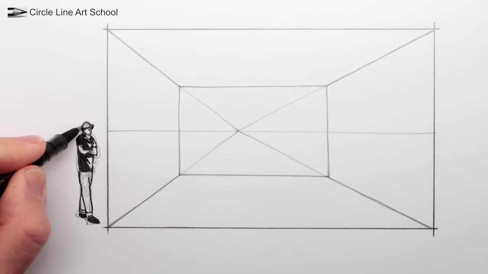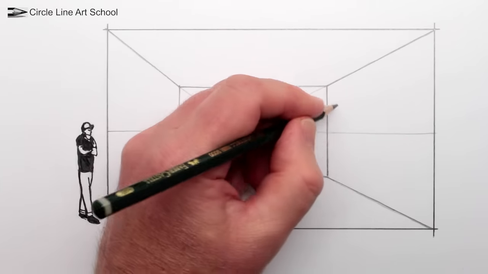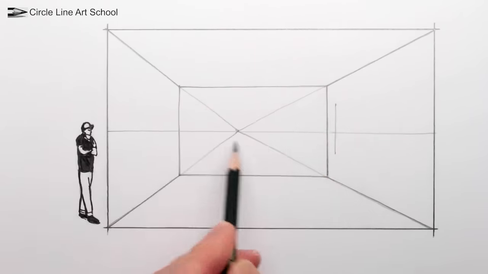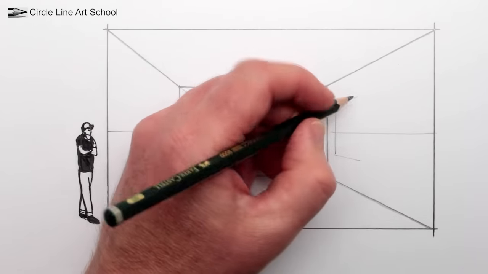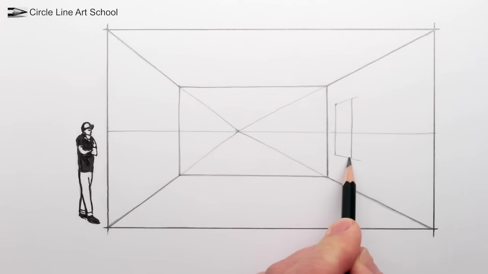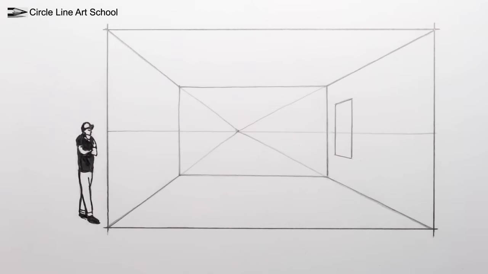Next, we can add some objects into the room. I'll start with a rectangle on the left for a mirror or a picture on the wall. The vertical lines of this rectangle just stay vertical and also stay parallel to the other vertical lines in the room. But the horizontal lines of the rectangle, they need to go towards our vanishing point because the picture frame is on one of the four surfaces of the room that are receding from us, that are going away from us. We have two walls that are going away, the wall on the right, the wall on the left, and also clearly the floor and the ceiling are going away.